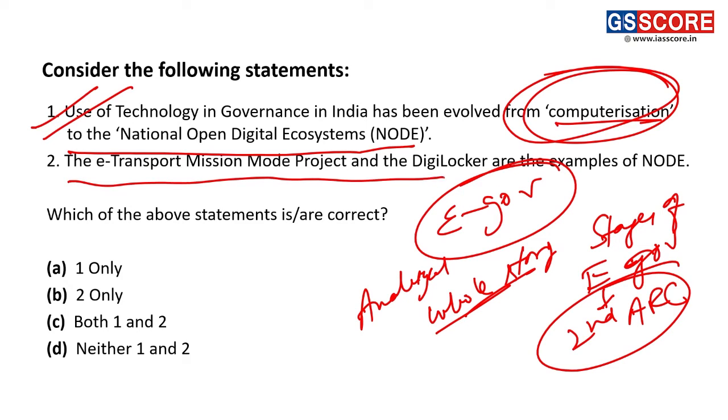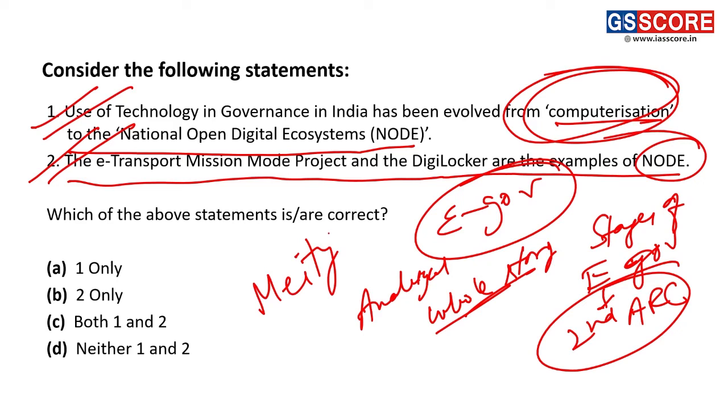The e-transport mission NODE project and the DigiLocker are the examples of NODE. Yes, that is also correct. So if we look at the National Open Digital Ecosystems, the Ministry of Electronics and Information Technology, that is MeitY, released basically a consultation white paper on the NODE thing. And the proof is these projects. So both the statements are correct, hence the correct answer would be option C. Option C.